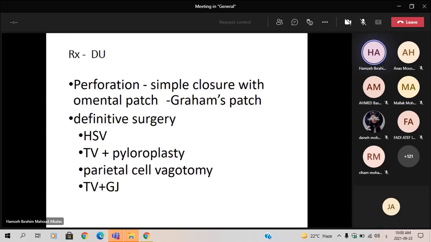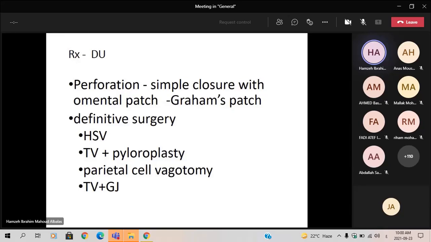Definitive surgery for duodenal ulcer, before the use of omeprazole, previously used highly selective vagotomy or total vagotomy with pyloroplasty. But till now we do not use it. For perforation, we can use a Graham patch.